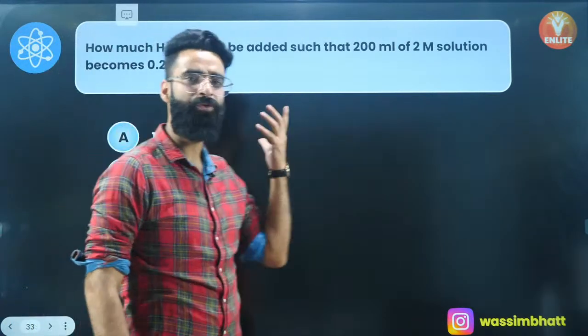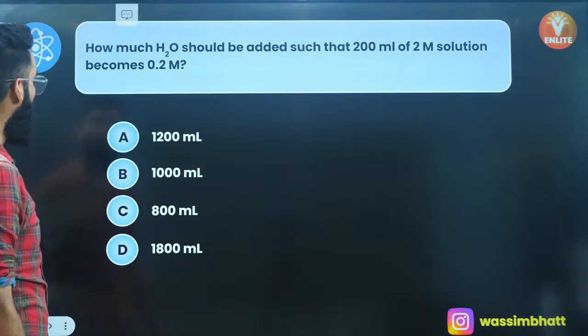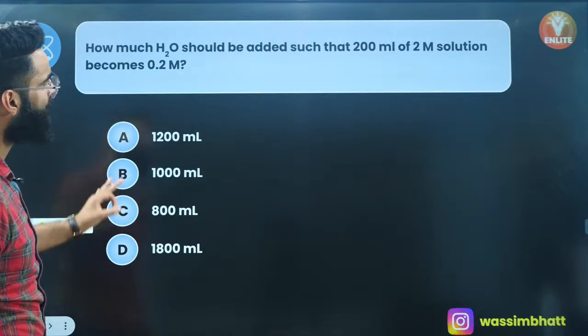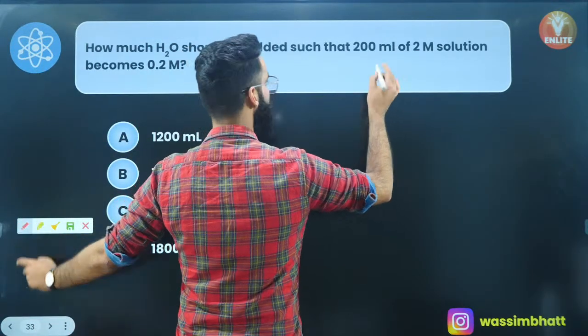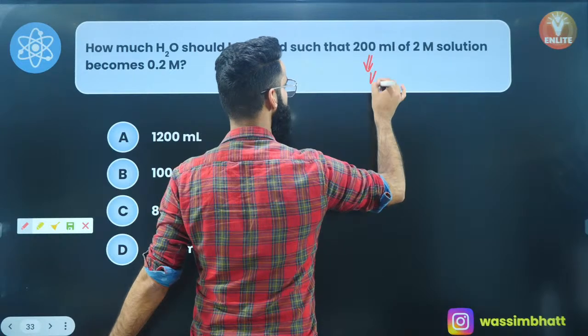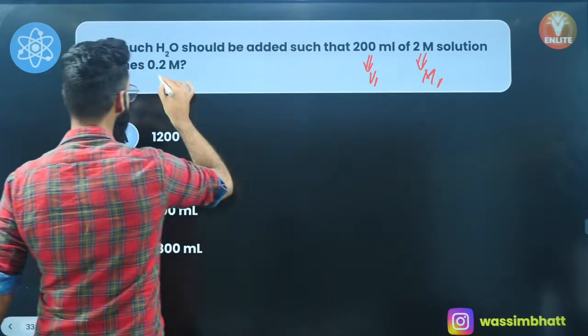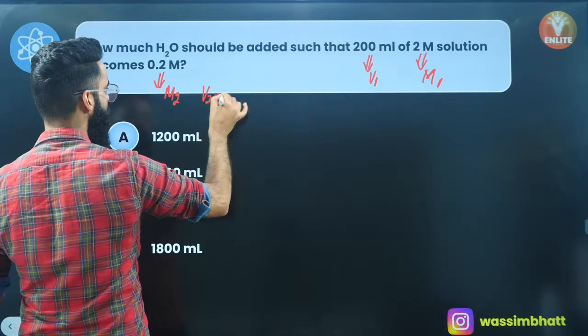Okay. This is one more simple question based on dilution, right? How much water, it's a very common question again. How much water shall be added to 200 ml of 2 molar? See guys, this is the initial volume of solution that's given to me. This is the initial molarity of the solution, and this is the final molarity of the solution. I first of all need to calculate final volume.